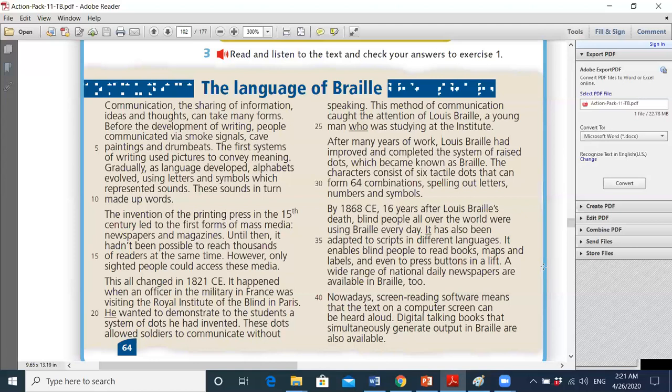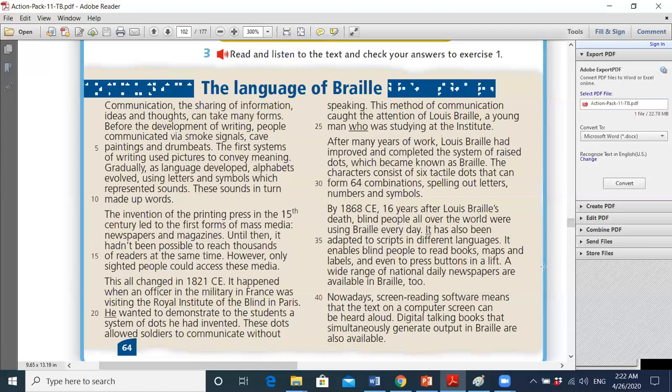What is the meaning of adapted? Adapted means modified, or we can say it has become used for other purposes in a different way, for different scripts, that is texts, written language, in different languages. It enables people, what is it? Braille, we mean the language of Braille, the raised dots. It enables blind people to read books, maps, and labels, and even to press buttons in a lift. What does lift mean? It's an elevator. I don't know if you've ever noticed, if you go in a lift, the buttons sometimes have raised dots. That is because if a blind person is using the lift or the elevator, they can touch the button and read the number.